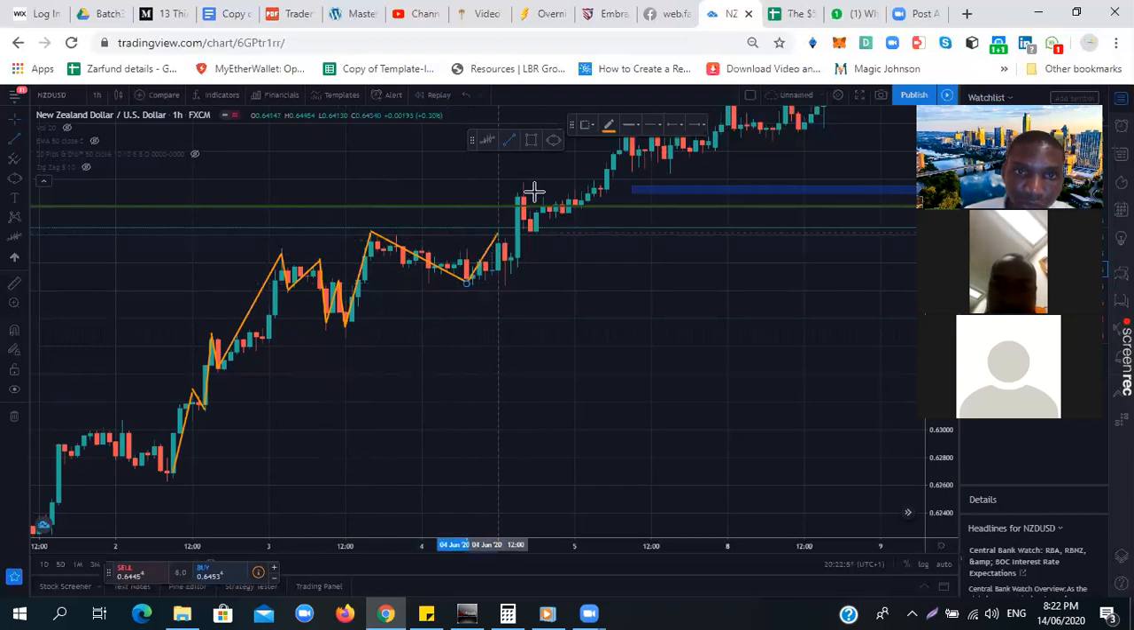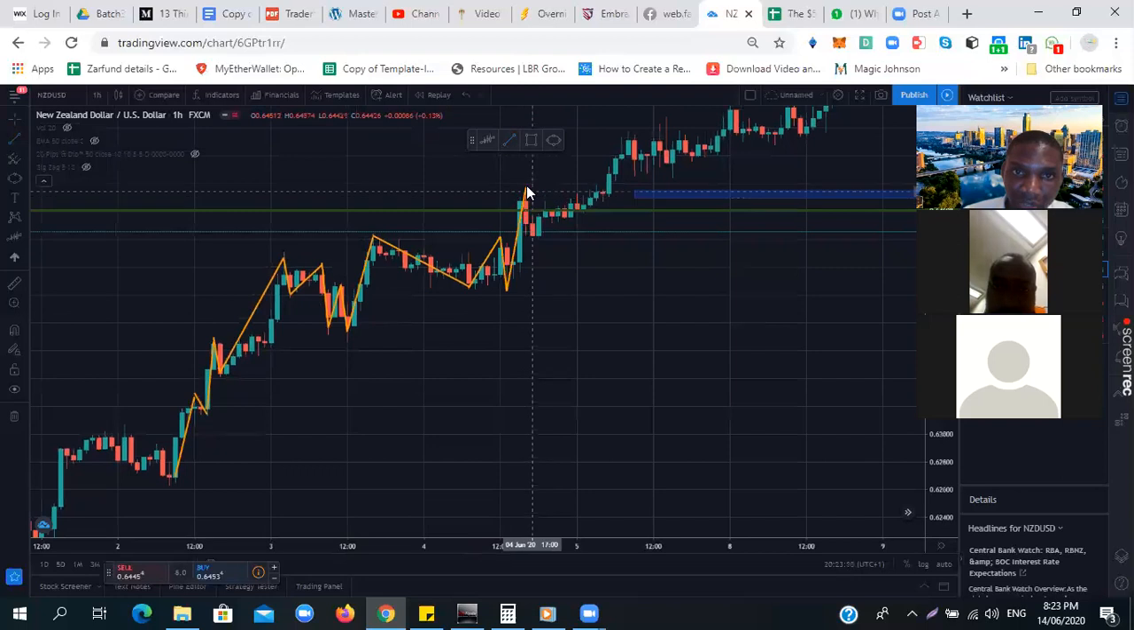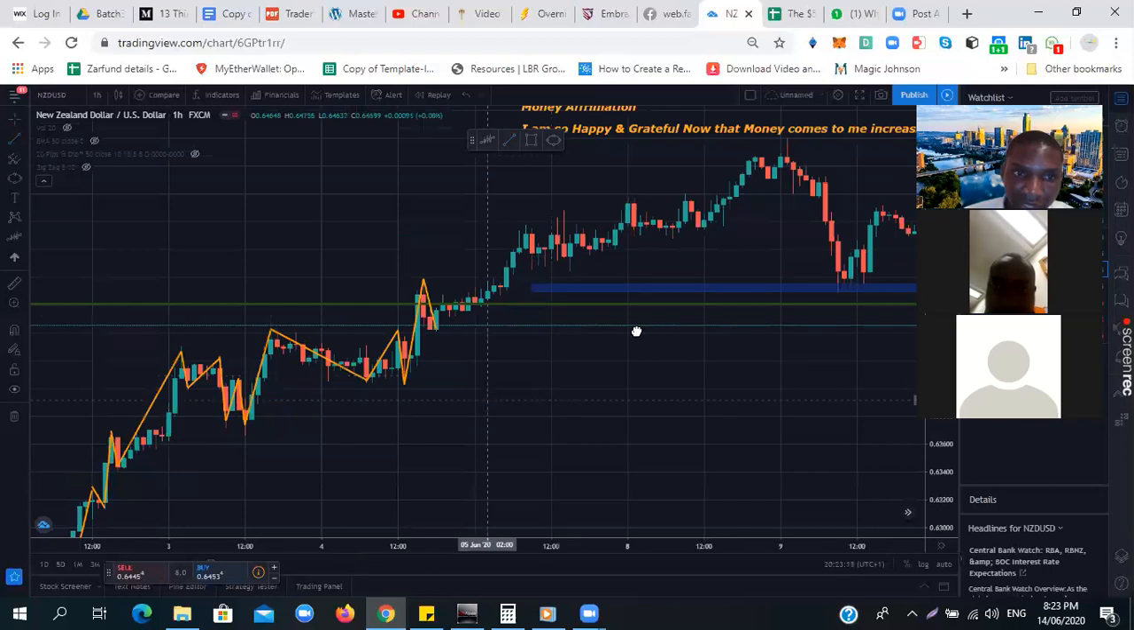So that's what we're doing now. We are trying to identify. After I draw these lines, I will then show you where the higher highs and higher lows are that we're talking about during the trend. When we're talking about trends, we talked about higher highs and higher lows. So it's not just theoretical.